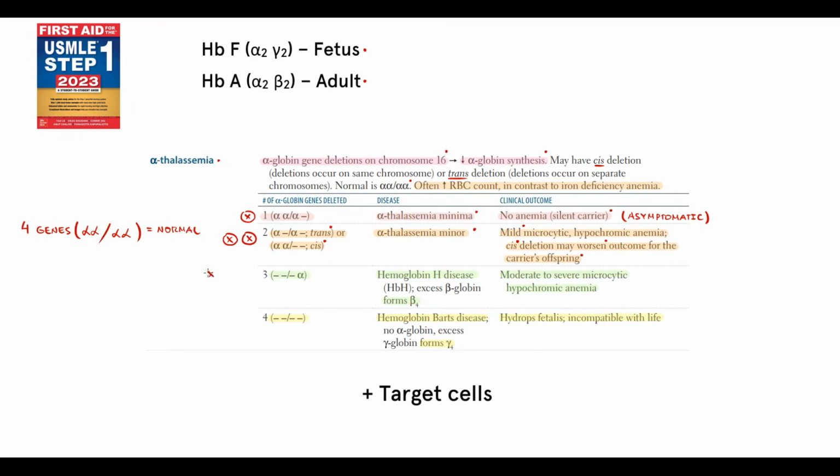The third possibility is deletion of 3 genes. This form of thalassemia we call hemoglobin H disease. Hemoglobin H is a hemoglobin which is composed of 4 beta-globin chains, which is totally pathological. And hemoglobin H disease will cause moderate or severe microcytic anemia. So let's explain how these hemoglobin H molecules are formed.